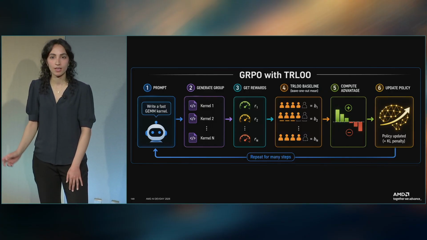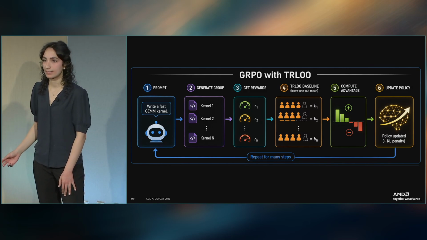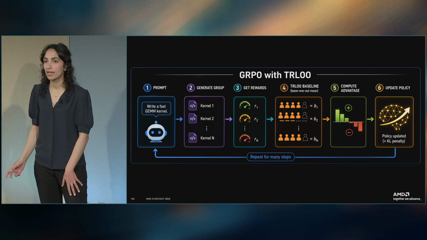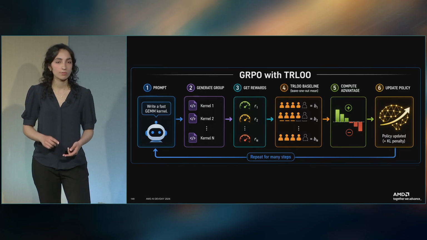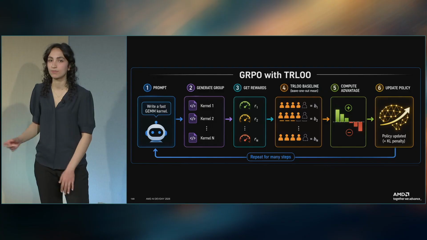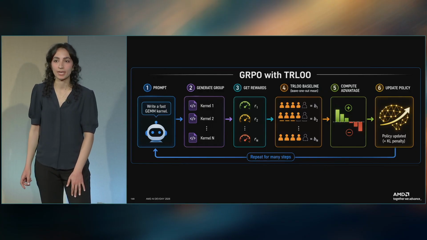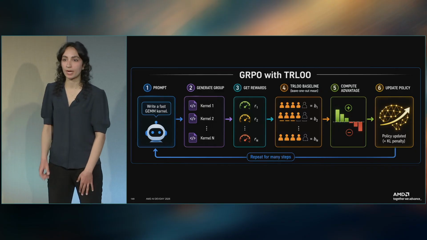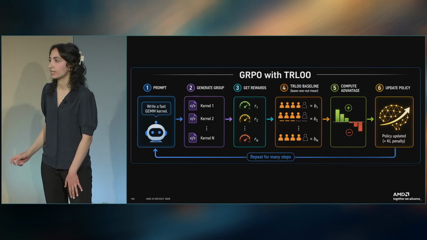Here's how it works. At each training step, the model gets a prompt: write a fast kernel that accomplishes this operation. The model then generates a group of candidates. Each candidate is compiled and run on an AMD GPU. It's rewarded based on whether it compiled, whether it was correct, and how fast it was relative to its PyTorch baseline. In standard GRPO, each kernel is compared against the mean reward of its group. To solve this problem of self-inclusion bias, we also used Dr. Kernel's turn-level reinforce leave-one-out idea.